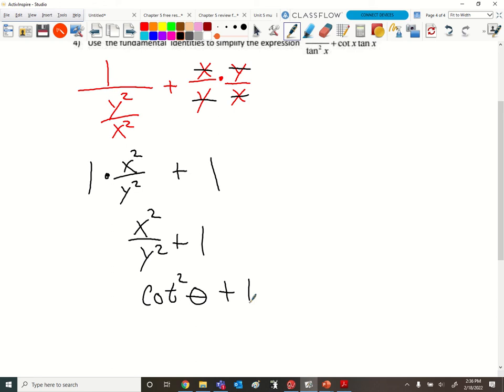That's what? Cotangent squared plus 1 is cosecant squared. It's on your reference sheet. It's on your identity. So 1 plus cotangent squared is equal to cosecant squared. And that's how you get the 5th point on this.